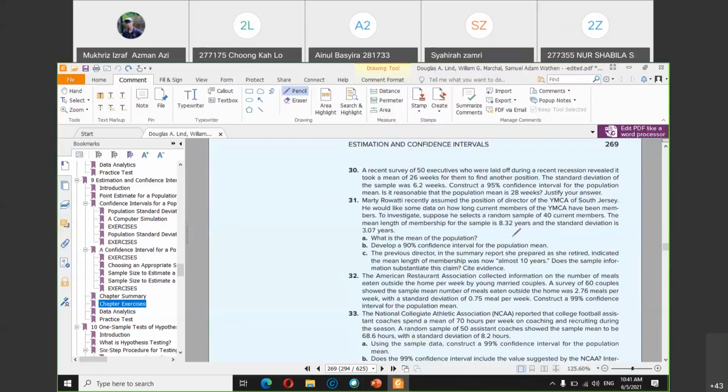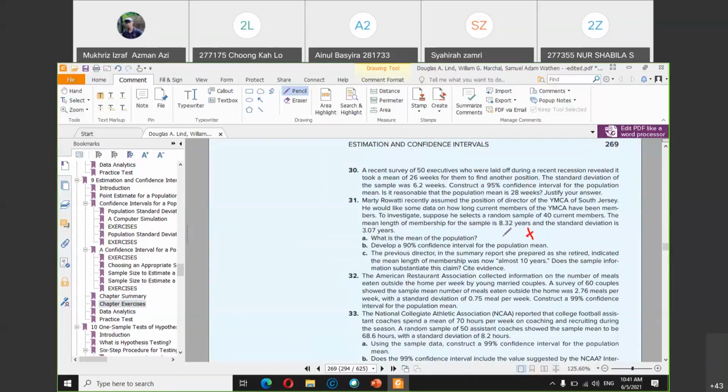But if you look at this question, are you going to use Z or T? If you look here, the sample is 40, the mean length of the sample is 8.32, and the sigma is 3.07. Clearly this refers to the T distribution, because this information belongs together with the mean length of the sample. So based on this information, you need to use the T distribution.